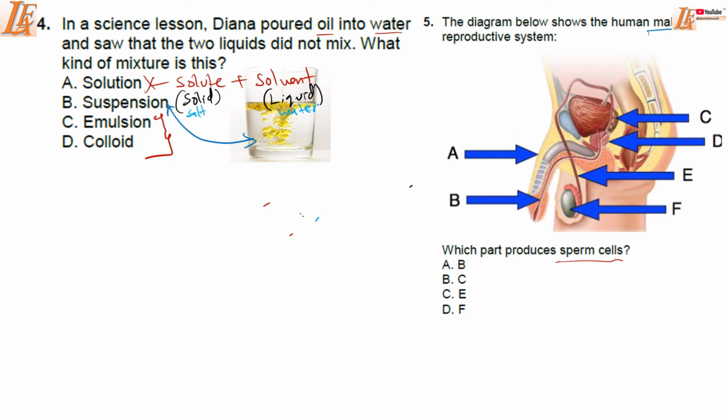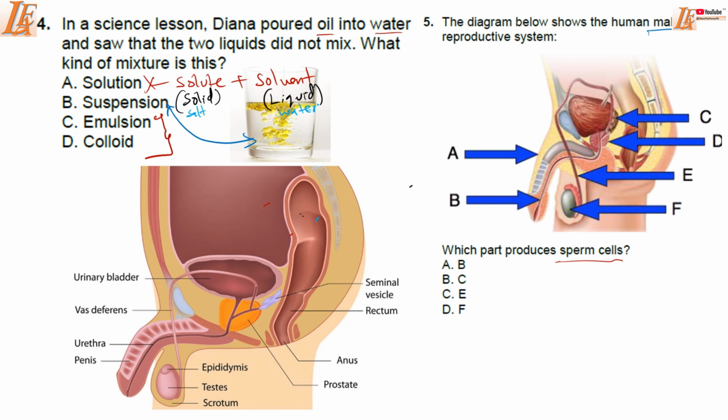So I want to introduce a diagram which is labeled. In this case, you can see this is a male reproductive system and it is being labeled, and now we need to locate the part which is for testes. So in this case, you can locate this part here, and this part is matching with the part on the question which is labeled F. So the part labeled F is what we call testis, and is the one which is responsible for the formation or production of sperm cells.